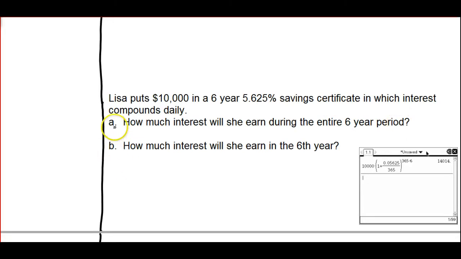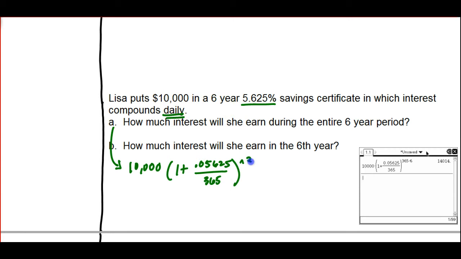So we've got, let's do part A down here, her $10,000 investment, 1 plus the percentage as a decimal, move the decimal point 2 places to the left, so we get 0.05625. Always include all the digits that are available in your percentage. Divide it by the number of compoundings. Again, the number of compoundings is usually a word in the word problem. Daily here would be 365.